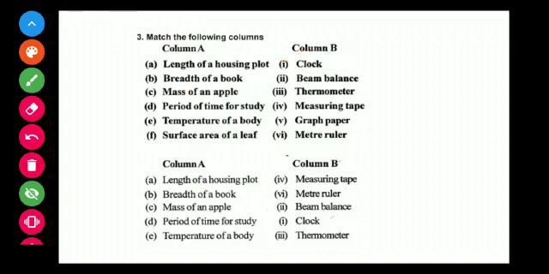Next is temperature of a body. We measure the temperature of a body with the help of a thermometer. Thermo means heat and meter means measuring device. Temperature of a body, that is thermometer.